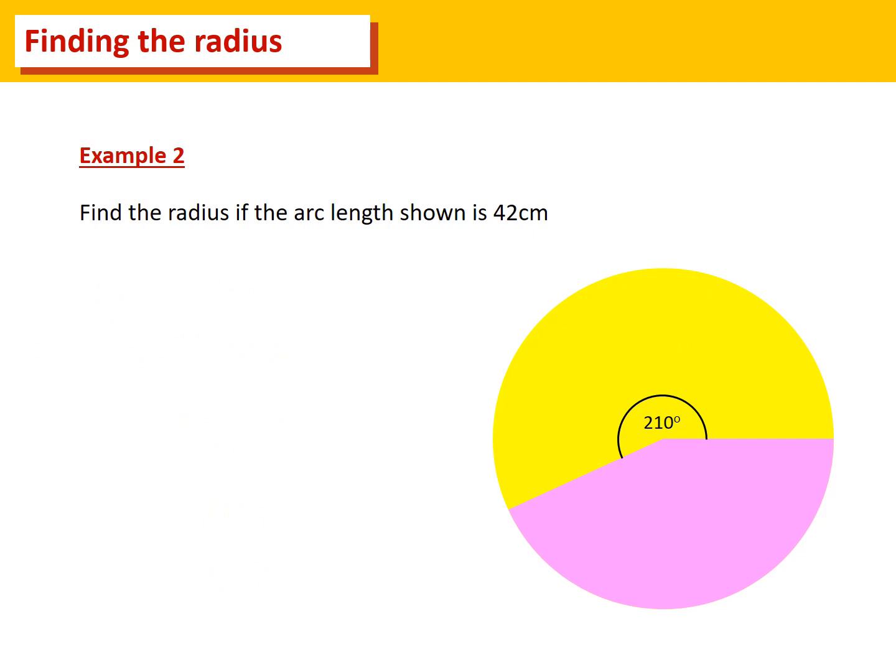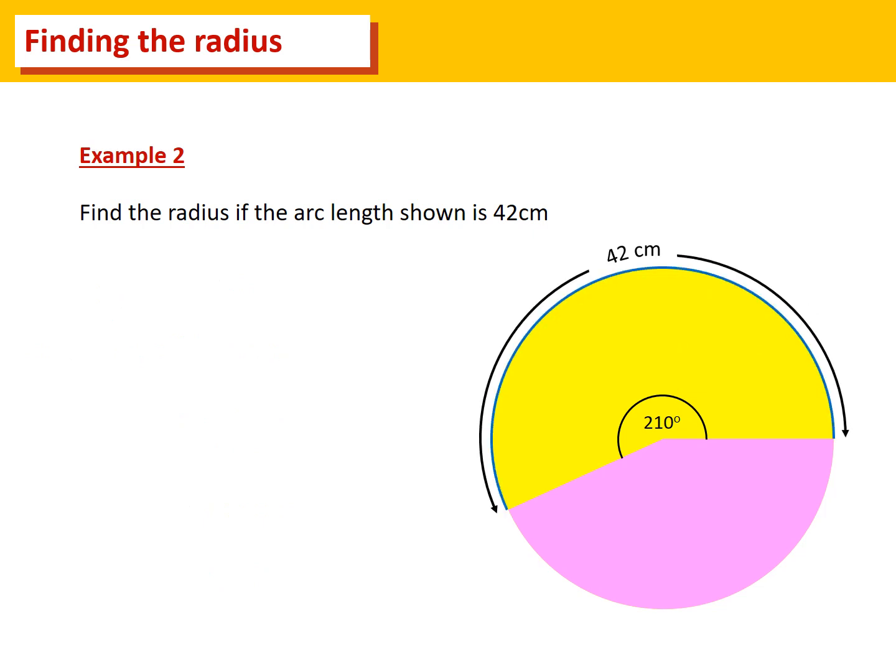Here's example 2. The arc length now is 42 centimeters, and that arc length is 210/360, that's the fraction of the circumference. So 210/360 of the circumference equals the arc length, which is 42. As before, let's get rid of that denominator. So we'll multiply both sides by 360. And that will leave us on the right hand side with 15,120.